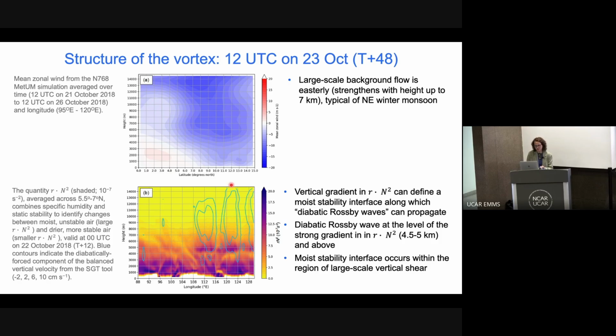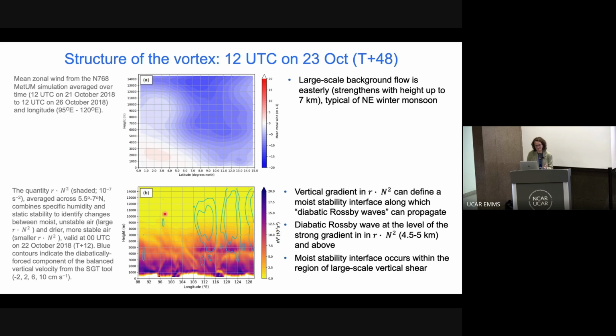Now, the variable that we plotted at the bottom is R times N squared. So R is the specific humidity, N is the static stability. So this is basically a moisture stability variable. If we have regions where R times N squared is large, that means the air is moist and unstable. And if R times N squared is low, then the air is drier and more stable.